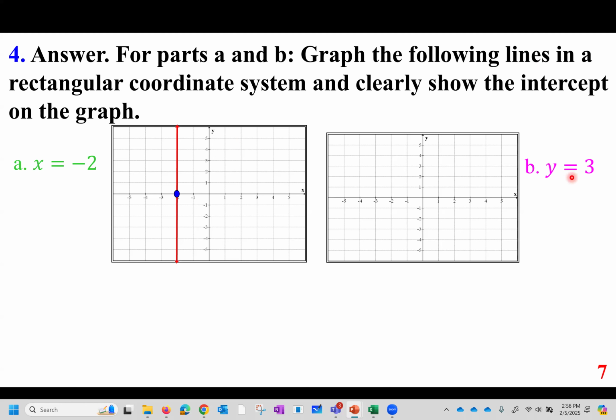If we are dealing with y equals 3, which is a horizontal line, then the y-intercept must be 0, 3. So 1, 2, 3 here. And then the line is a horizontal line. So that's the point, or the y-intercept, and this is the line.